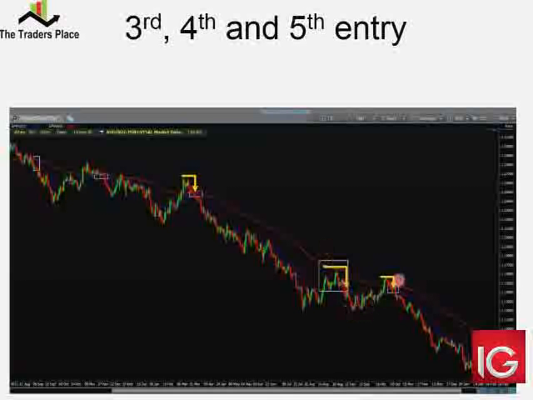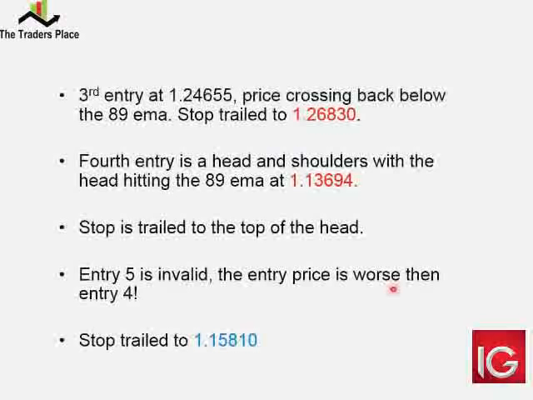The fifth trade can be argued that if you didn't enter the fourth one, you could have entered the fifth one. If you had entered the fourth one, the fifth one would have been left alone because the prices are actually worse off. So the answer would lie with you. This is the trade that I took. I didn't take number 5.